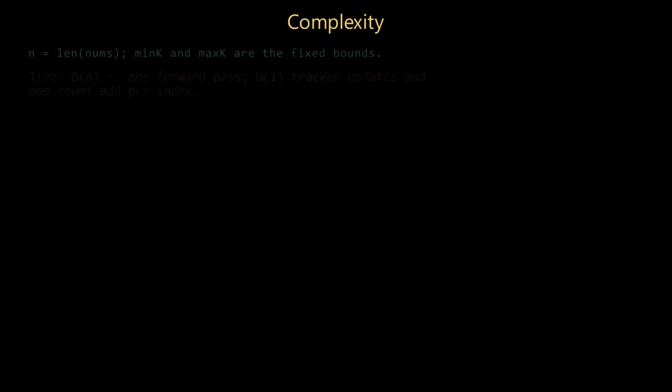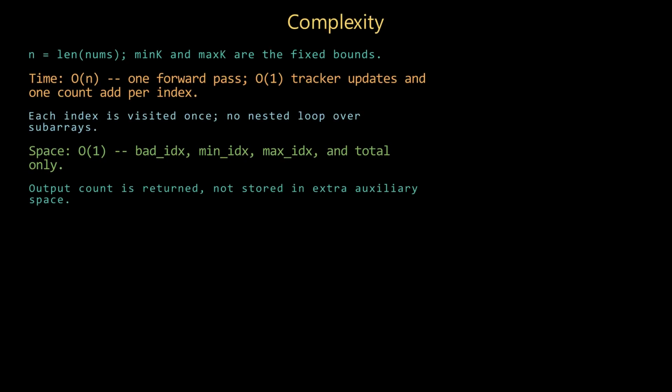Let n be the length of nums. Time is O(n), one left-to-right pass with constant work at each index to refresh 3 trackers and add valid starters. Space is O(1), only badIdx, minIdx, maxIdx, and the running total are stored.